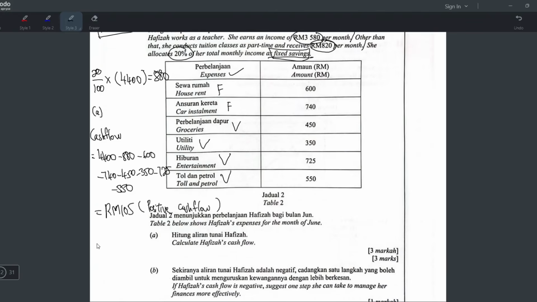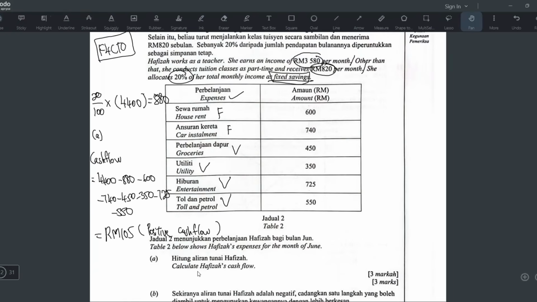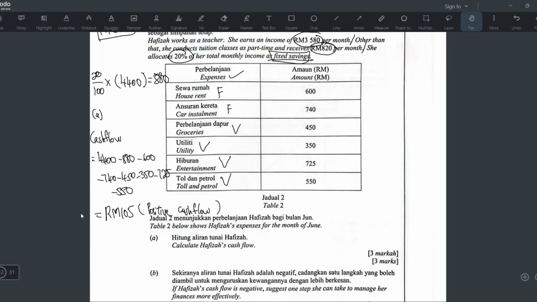And to explain it, you have to write a sentence here. You have to write Hafiza has a surplus of income RM105 after deducting all the expenses. That is if they ask you to explain. You couldn't do it like that otherwise. But if you get negative, then you have to write Hafiza has a deficit of income of negative whatever amount, and then after deducting all the expenses like that. Yeah. But this question only asks you to calculate, so I don't think you have to write all that.